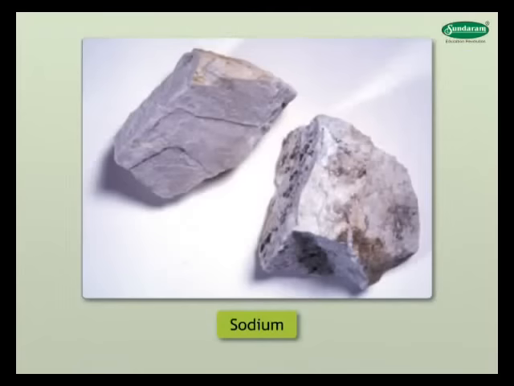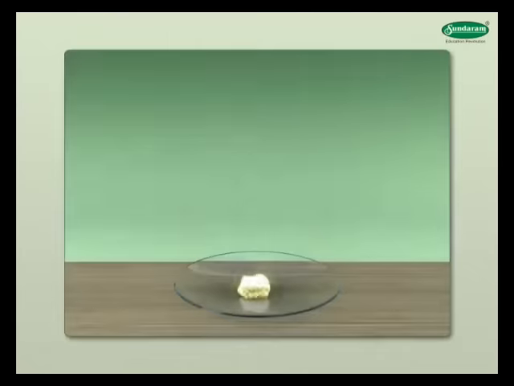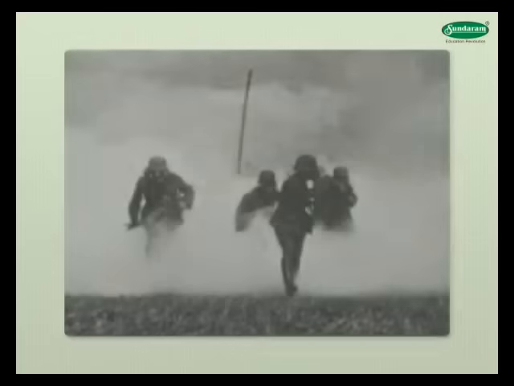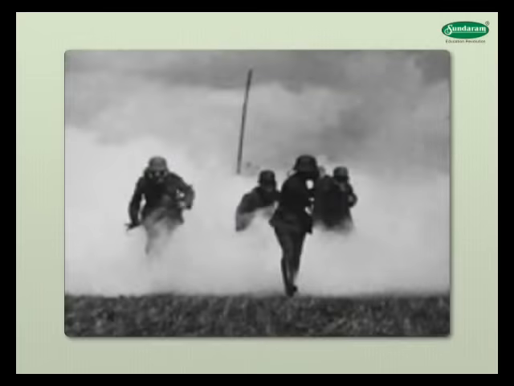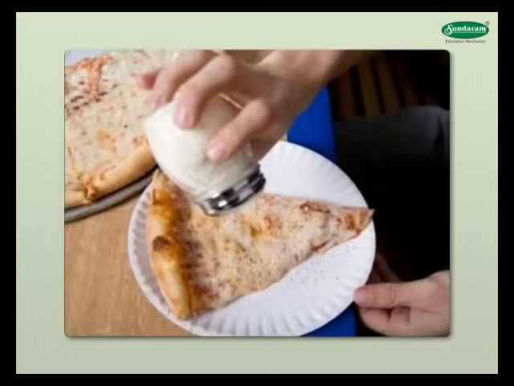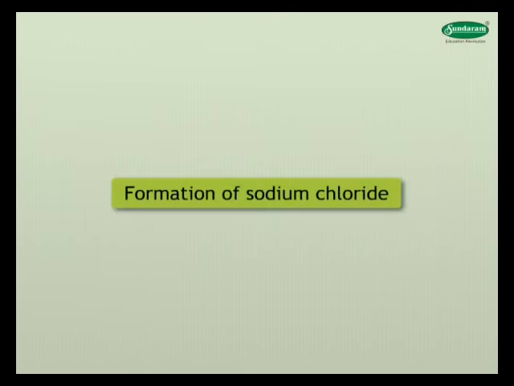Sodium is a silver-colored metal that reacts so violently with water that flames are produced due to formation of hydrogen gas. Chlorine, a non-metal, is a greenish-colored gas which is so poisonous that it was used as a weapon in World War I. When chemically bonded together, these two dangerous substances form a compound, sodium chloride, so safe that we eat it every day. Let us see formation of sodium chloride.